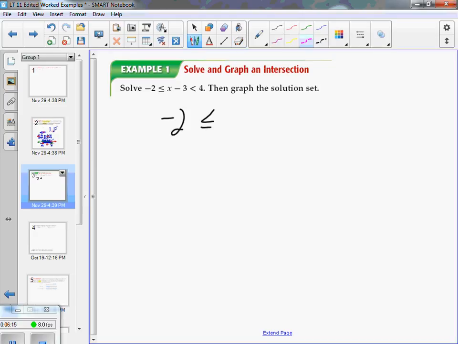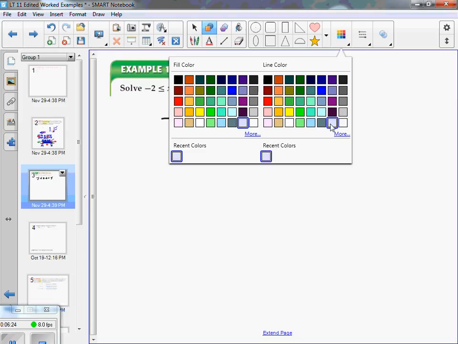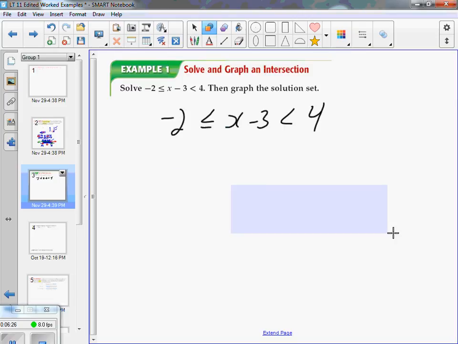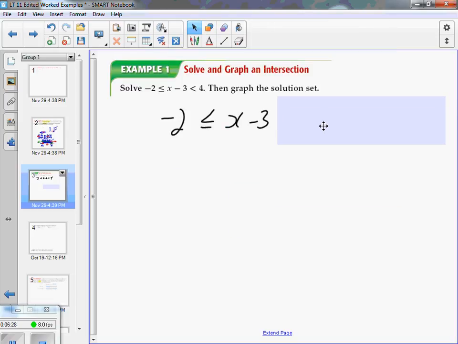I'm just going to write the problem down first. And then I'm going to pretend for a moment that that part's not there. If I wanted to solve that, wouldn't I simply add 3 to both sides? Okay, so negative 2 plus 3 is 1, is less than or equal to x minus 3 plus 3 leaves me with just x.